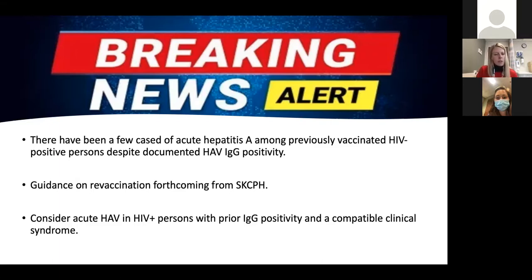This has really been limited to HIV positive individuals and not HIV negative individuals, but just something to keep in mind. If you do see a patient with a clinical syndrome compatible with acute hepatitis A and they're HIV positive, but they've been previously shown to be hepatitis A IgG positive, there's still a chance that they could have acute infection. And I think we're going to learn more in the coming months to years about the durability of vaccine protection in this population.